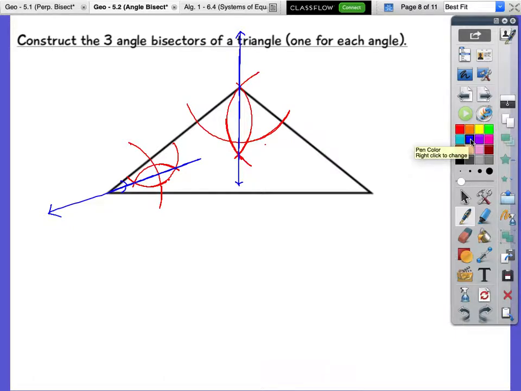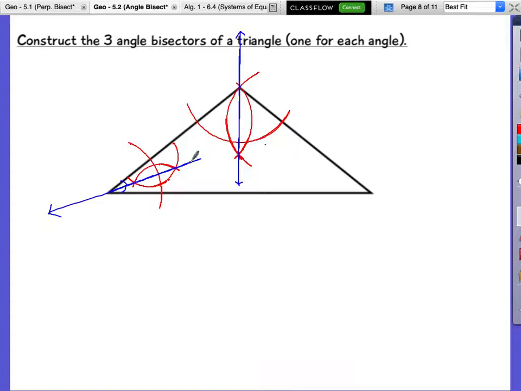Make sure when you do your angle bisectors that you extend the line quite a bit.